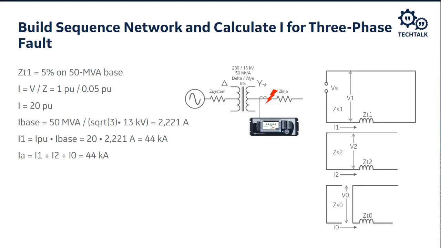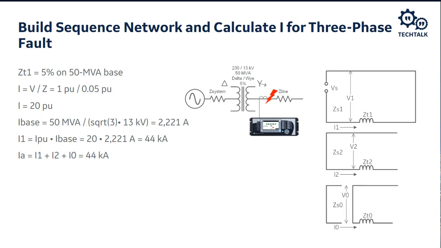So for this particular fault location, I should say, and the assumption that we have an infinite bus, the fault current is going to be the same for both the three-phase fault and the phase to ground fault.